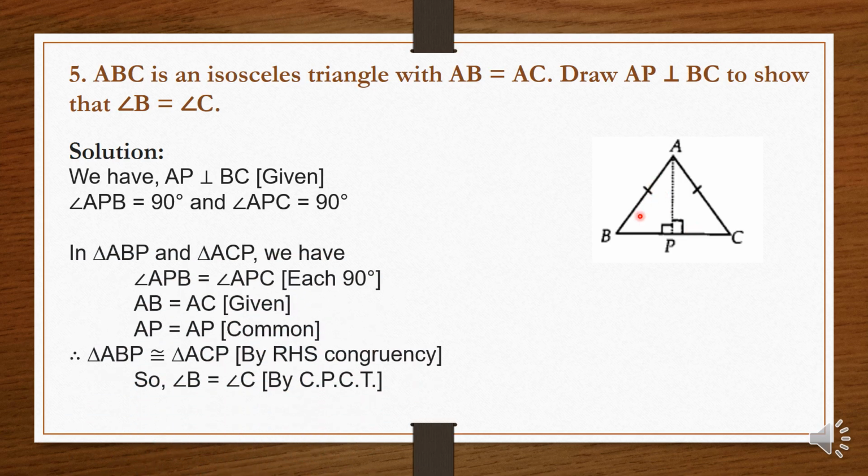In triangles ABP and ACP, we have angle APB is equal to APC, these two are 90. Then AB is equal to AC, which is already given, and here AP is a common side. So what we can see is we have right angles, opposite to it is the hypotenuse, those are also equal, and any other side here AP is equal. Therefore by RHS congruence rule, triangle ABP is congruent to triangle ACP, and hence we can write down by CPCT that angle B and angle C are also equal.